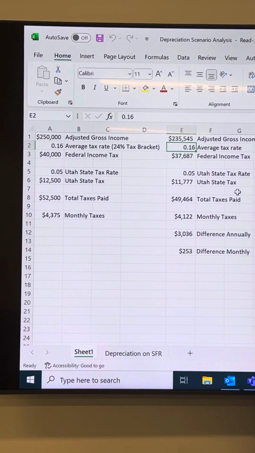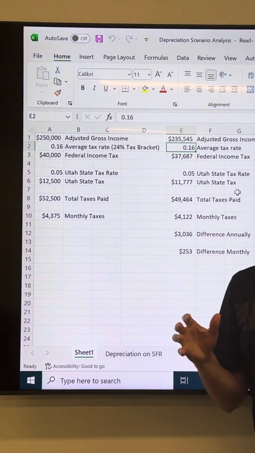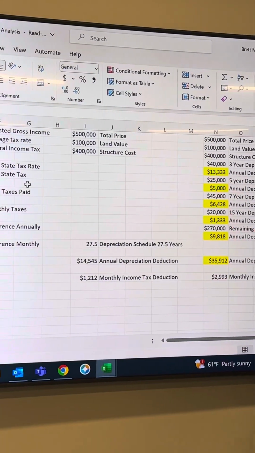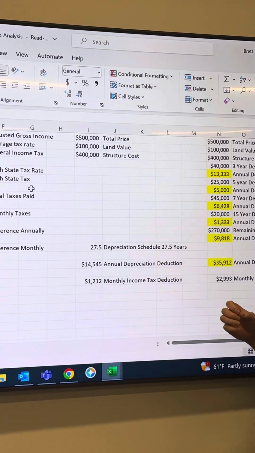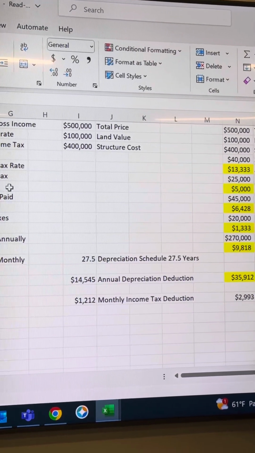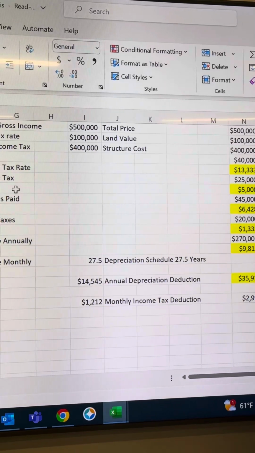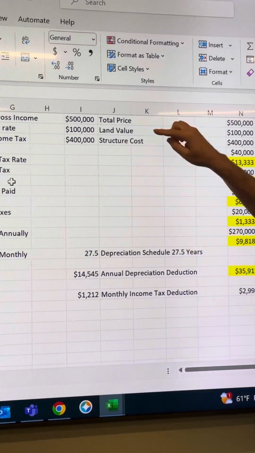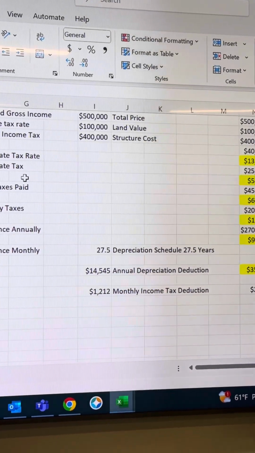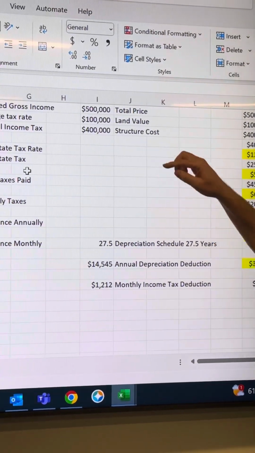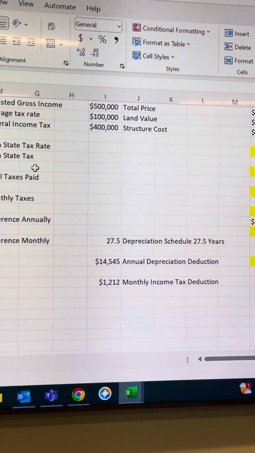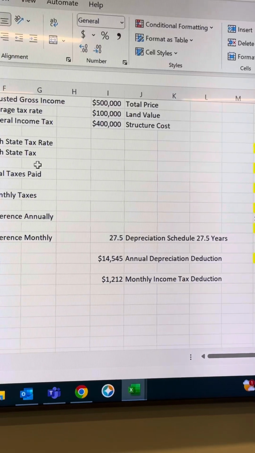So that's pretty significant. Now, to teach the principle, I'm going to come over here to depreciation, and I'm going to start with an example of just a single family residence or a townhome type property. Commercial real estate is handled a little bit differently, so I'm just going to talk about residential today. Let's say it's a $500,000 total price. The IRS will back off the value of the land. So let's say that that's $100,000. That leaves us with a $400,000 cost for the structure.